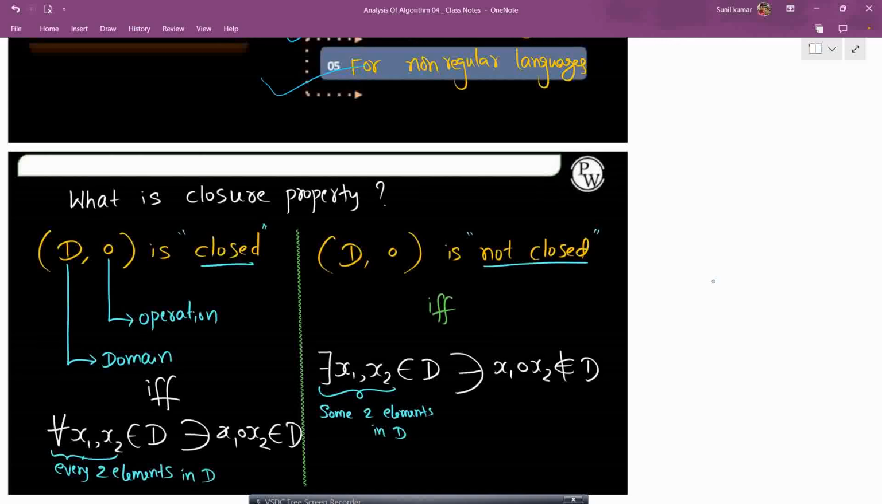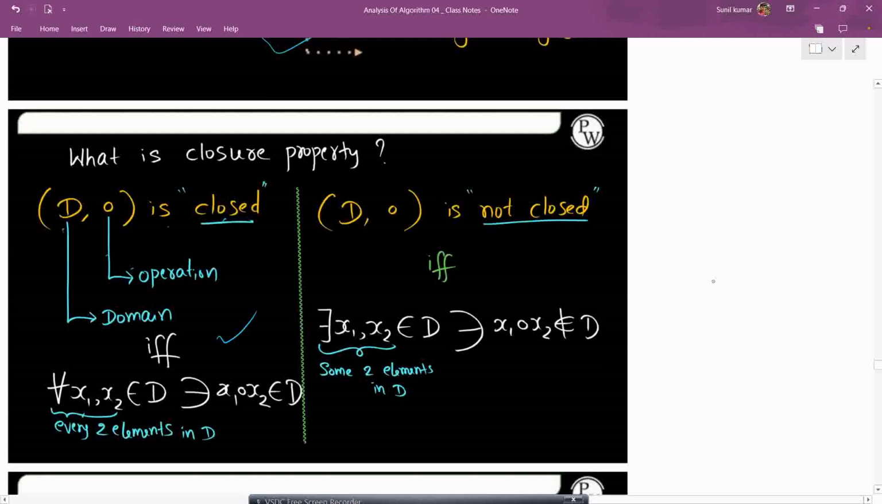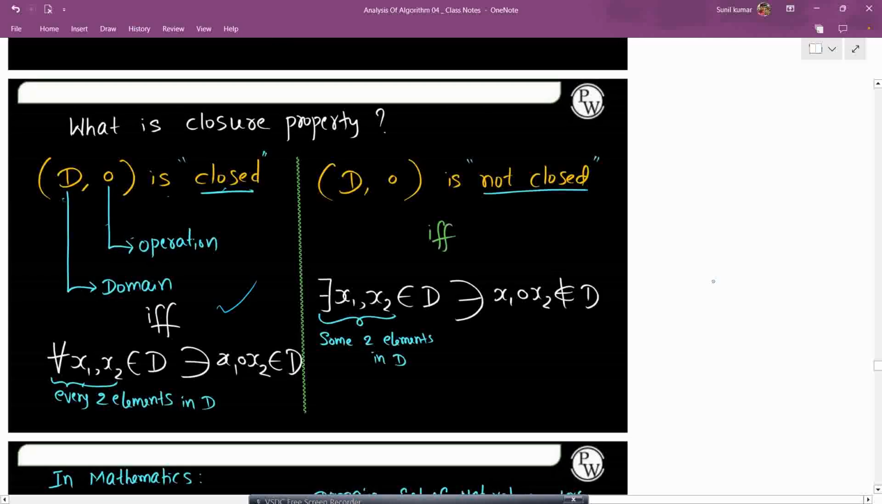What is a closure property? There is a domain D and O is an operation. In this domain, the operation is closed if and only if for any two elements x1, x2 belonging to D, x1 operation x2 also belongs to D, right? If not, it is not closed.